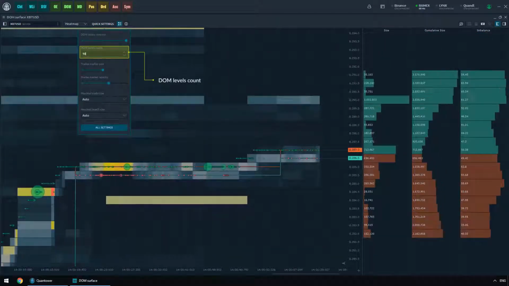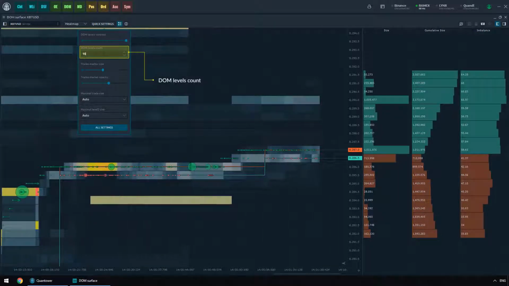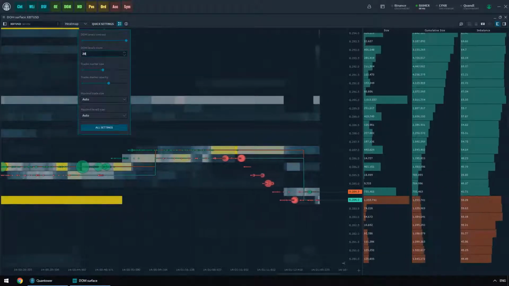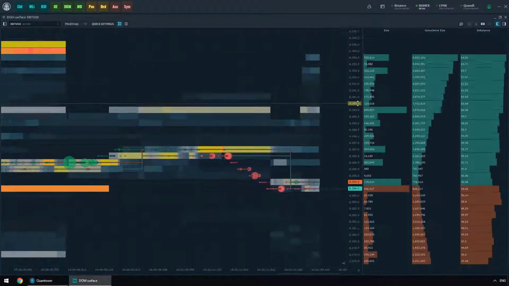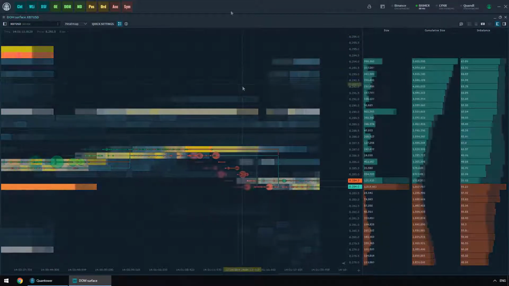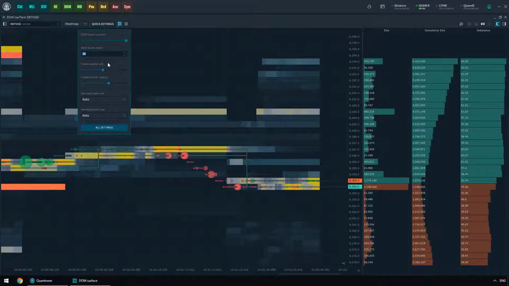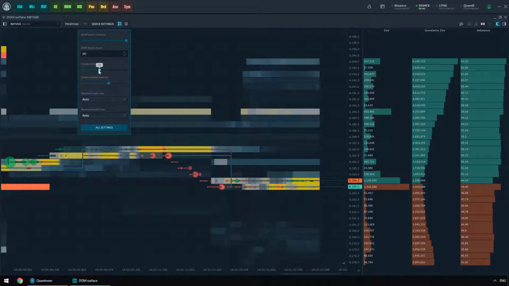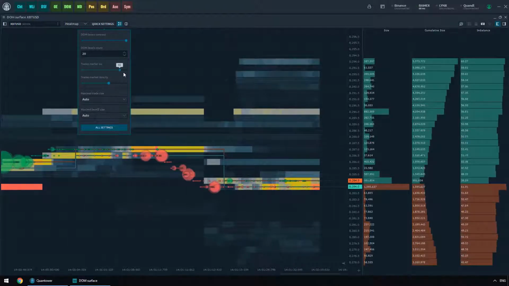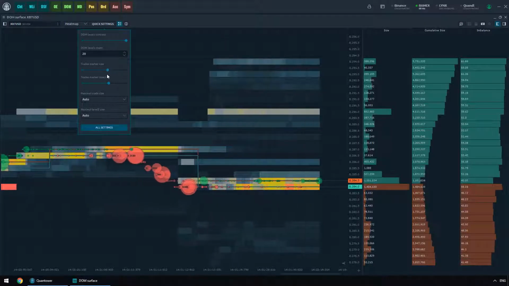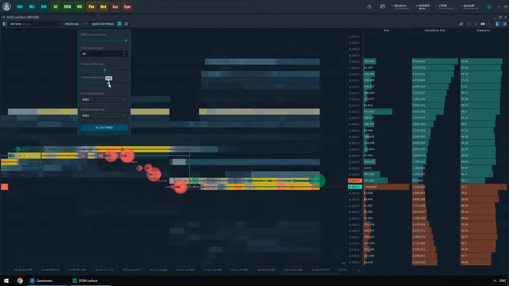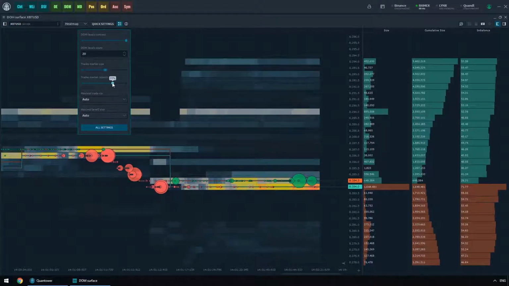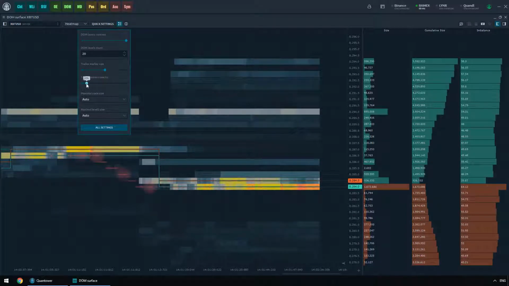The DOM levels count. This setting allows you to set the desired number of levels that will participate in the calculations and be displayed on the surface. The trade's marker size and trade's marker opacity settings. This block allows you to control the maximum size of the trade circles as well as their transparency. The size of the circle is based on the volume of the trade that occurred at that moment in time. Respectively, the higher the value is, the greater variability of the volume it can receive.